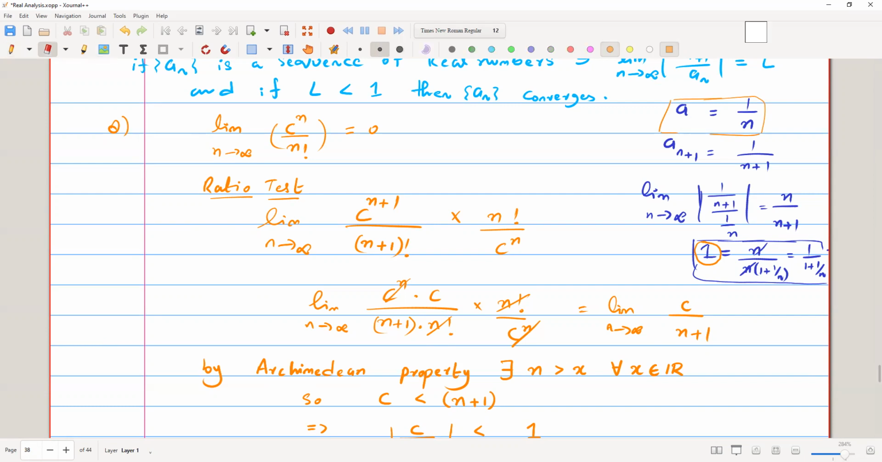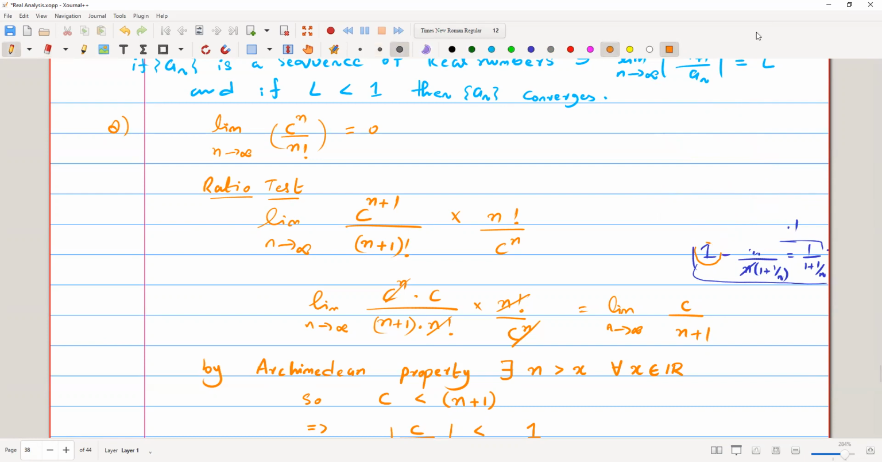Now we will see with an example that we can apply this ratio test, and we will take some more examples to gain the concept of the application of this ratio test. See here, we are given a sequence a_n equals c to the power n over n factorial, where c is any real number, c belongs to the real numbers, and n we already know belongs to the natural numbers. So now we can apply the ratio test.